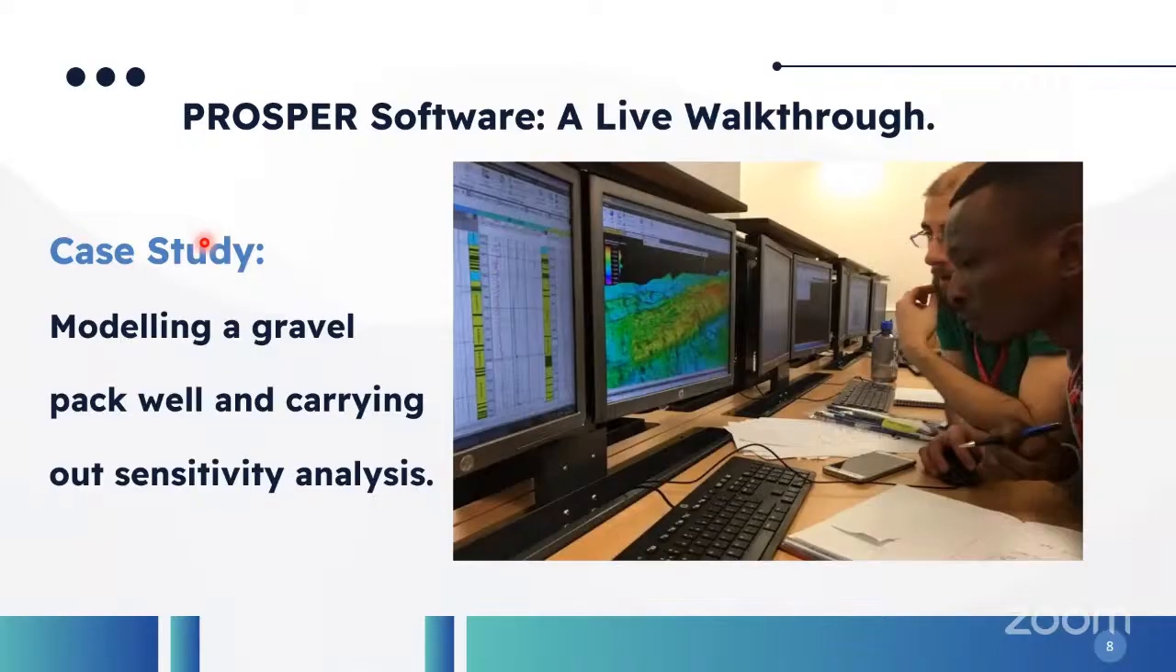Prosper can even help you carry out node analysis and sensitivity analysis. When you carry out sensitivity analysis, you're trying to compare which is the best for me. And node analysis too: at any point where there's a pressure drop, that's a node, and it can help you determine all those kinds of things. But let's focus on modeling a gravel pack and carrying out a sensitivity analysis, and if time permits, we can look at artificial lift too.